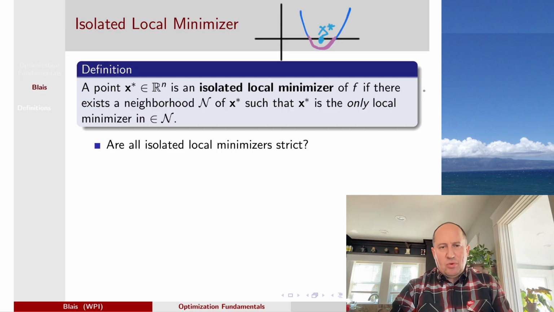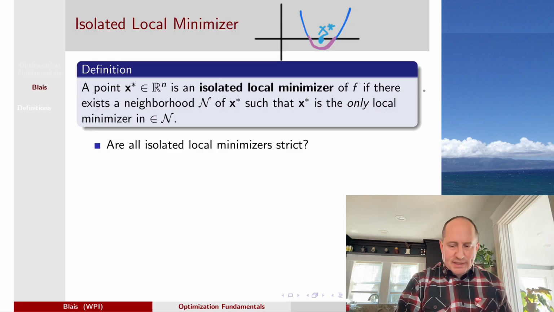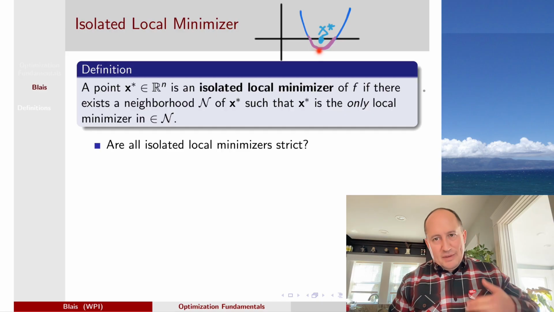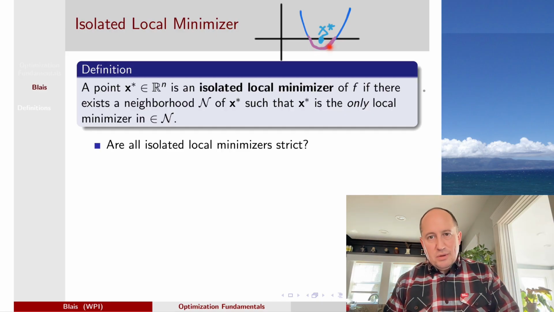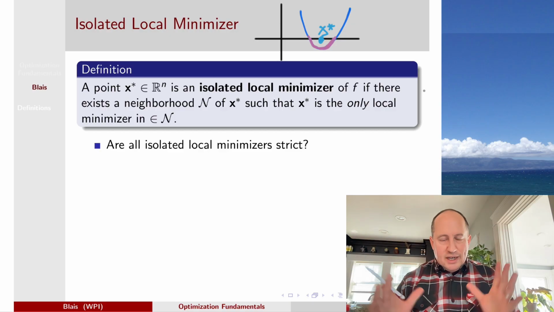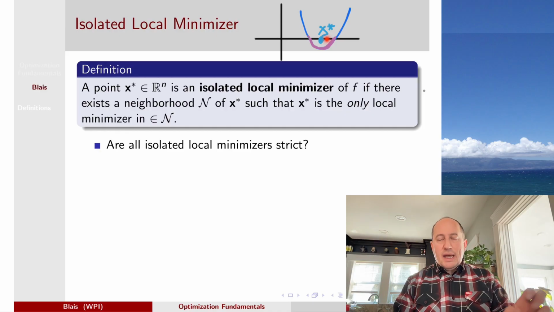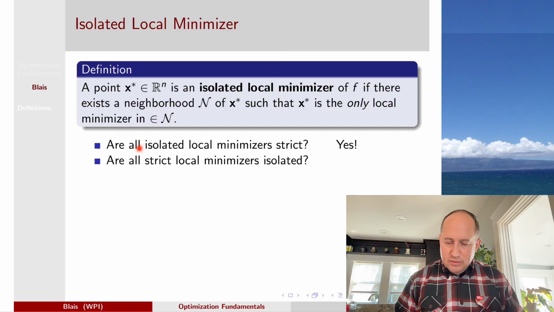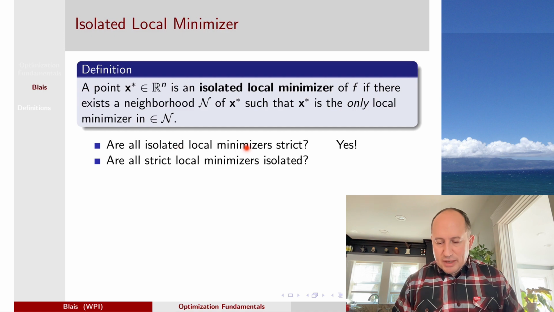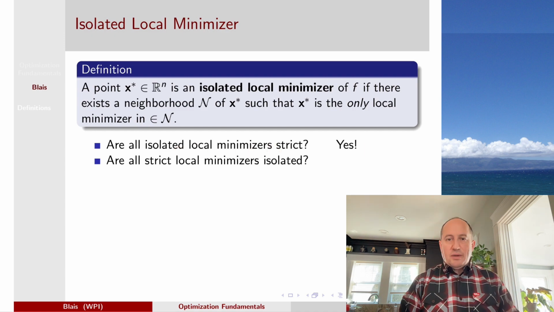So then we have to ask a couple questions. If you have an isolated local minimizer, does it have to be a strict local minimizer? Think about that for a minute. Can you have a flat spot? Well, the answer is no, because if you had a flat spot, then it would have immediately adjacent to x star another local minimizer. That wouldn't work. You're not going to be able to zoom in and find a neighborhood where x star is by itself as a local minimizer. So it is true. Any isolated local minimizer is also a strict local minimizer.